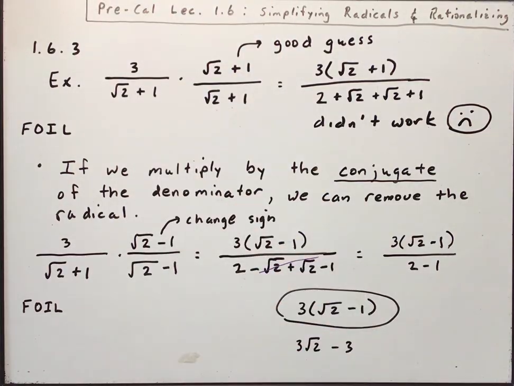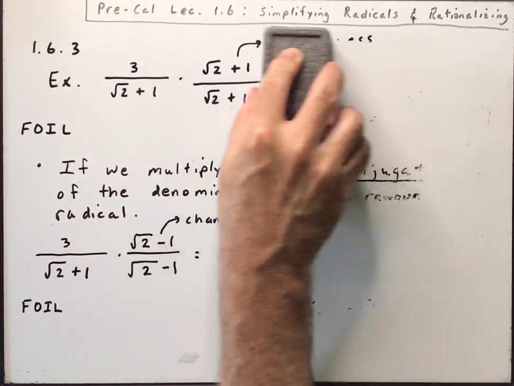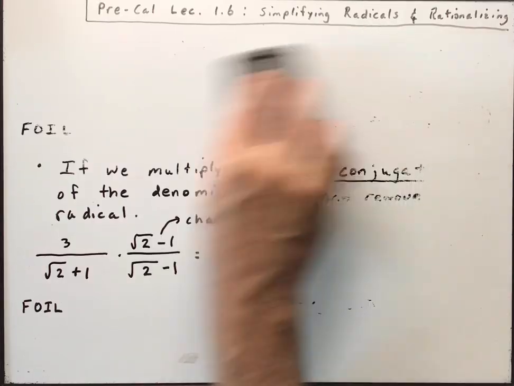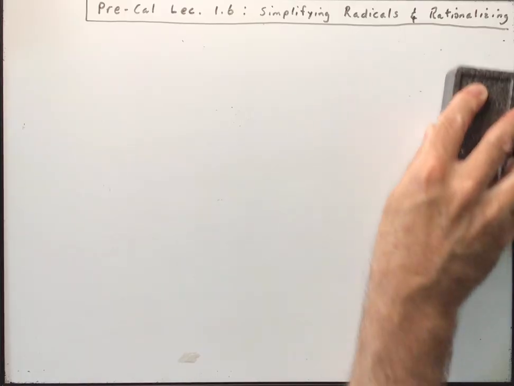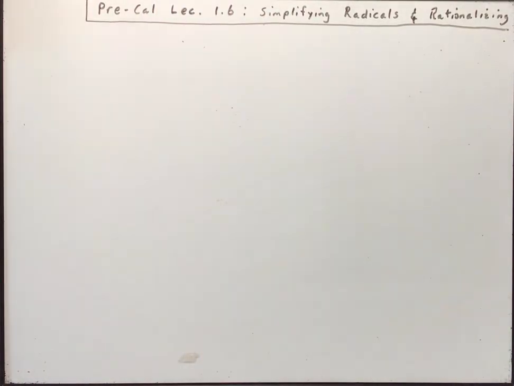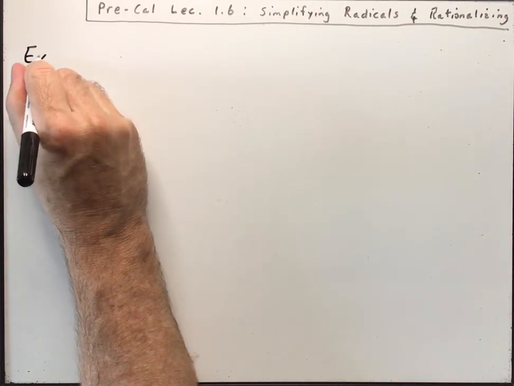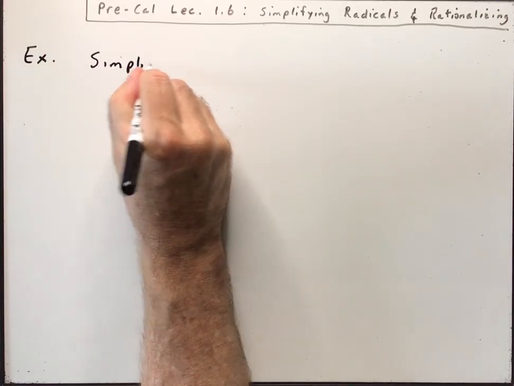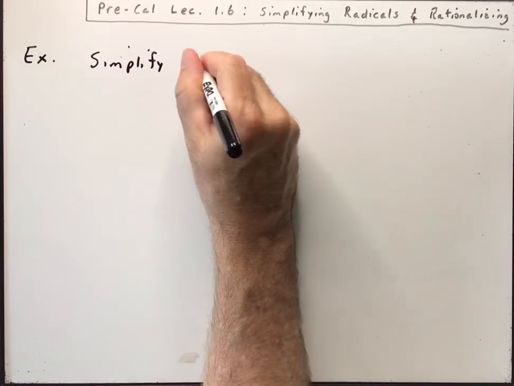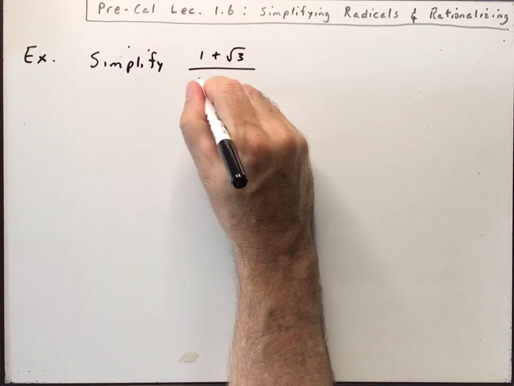Okay, let's do a couple more, so you really get the hang of this. We're still in section 1.6.3. Again, most pre-cal lectures aren't this long, but I want you to have a lot of good examples for this homework. In case you've forgotten how to do this or never did it, let's simplify 1 plus the square root of 3 over 1 minus the square root of 3.